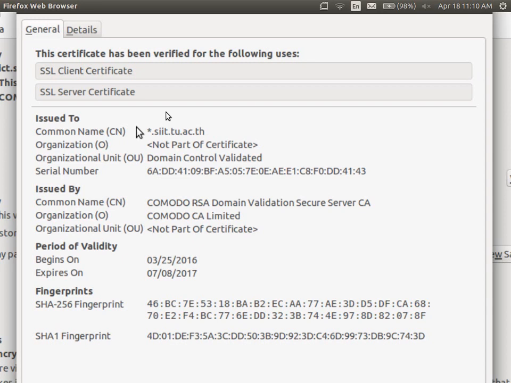The identity of the authority that issued the certificate is listed here. There's Komodo RSA Domain Validation Secure Server CA. So there's the identity of the authority. So in short, Komodo RSA issued a certificate for the SIT domain. That certificate begins on the 25th of March this year, and it expires in July next year. So this is like the timestamp, but in fact there are two timestamps, the start and end time.